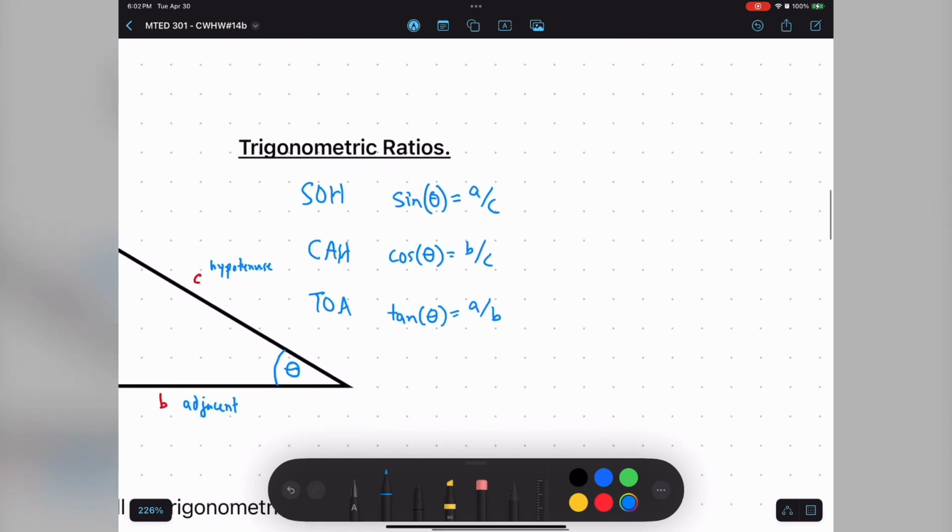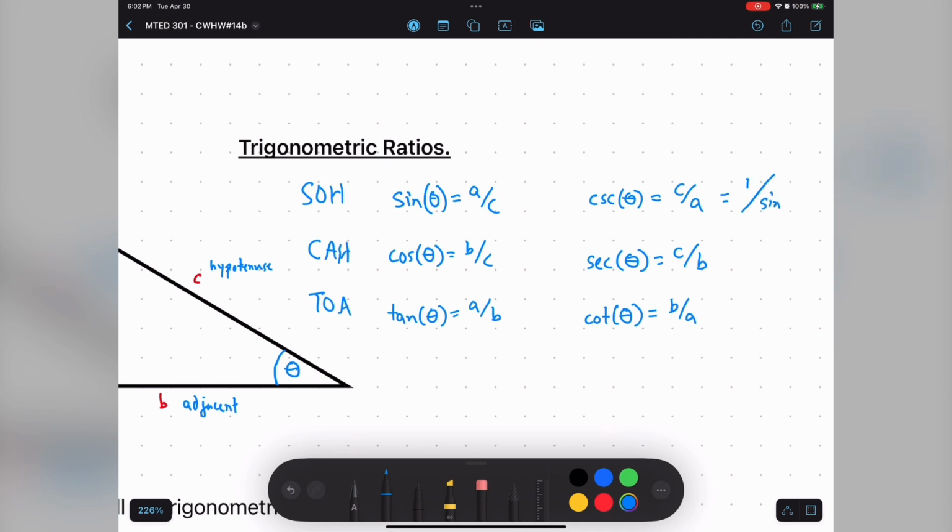Now we've also got three more special trig ratios from that, first of which is the cosecant of theta. Now the cosecant of theta will just be the hypotenuse over the opposite side. The secant of theta will be the hypotenuse over the adjacent side. The cotangent of theta will be the adjacent side over our opposite side. So those are our 6 trig ratios.